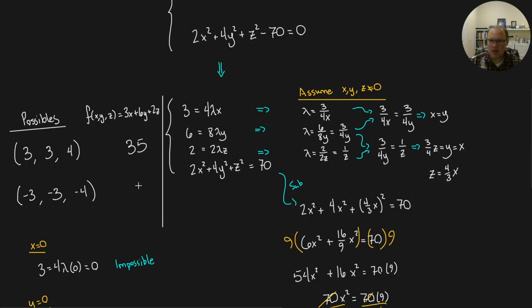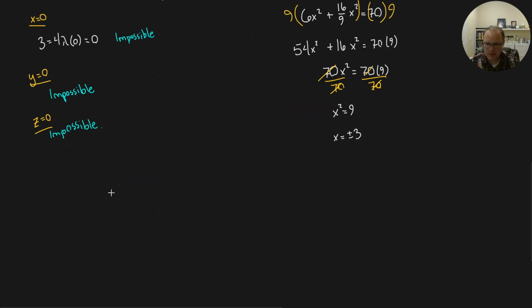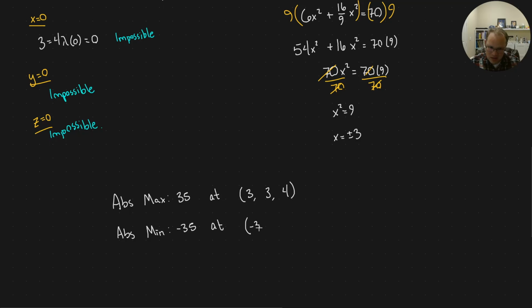Okay. And if I do negative 3, negative 3, negative 4, notice each component will be exactly the same, but negative. So I'll be getting negative 35. So my absolute maximum is 35, and my absolute minimum is negative 35. My absolute max is 35, and it was at the xyz point 3, 3, 4. The absolute minimum value of the function subject to the constraint was negative 35, and it was at the xyz value negative 3, negative 3, negative 4.